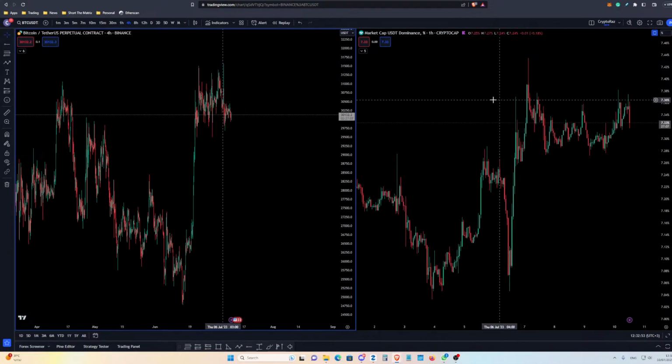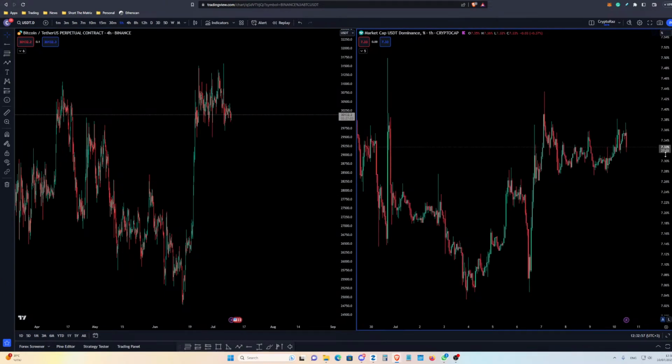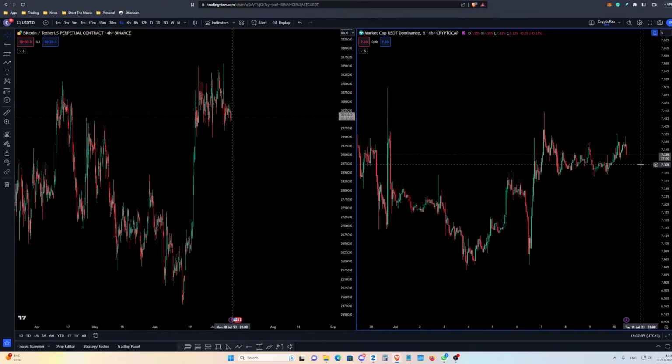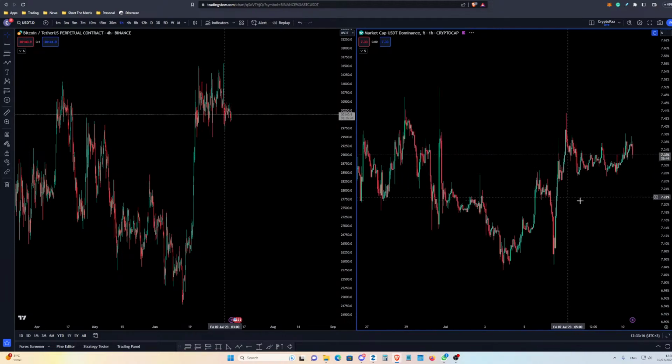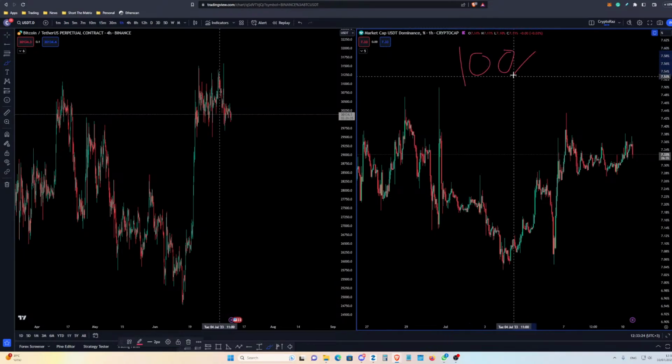So what this chart is here is market cap USDT dominance, meaning how much in percentages is the USDT coin, which is a stablecoin. If you don't know what a stablecoin is, then please make sure to write it down, and we can upload some materials that will help you to get through these. But this is the market share that the USDT coin is taking out of the crypto market. Let's say the crypto market is, of course, 100% whole.